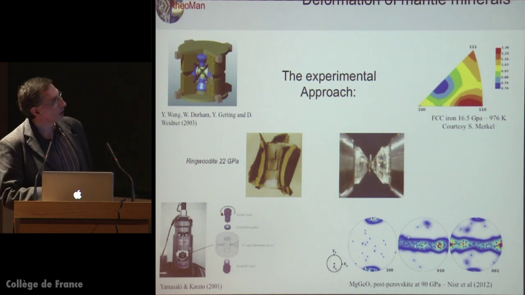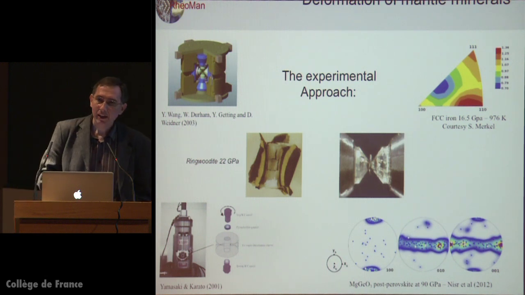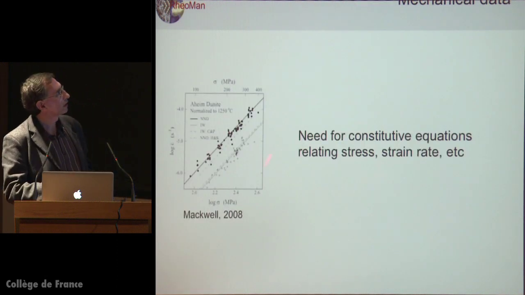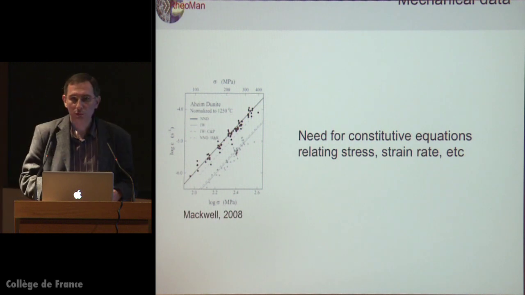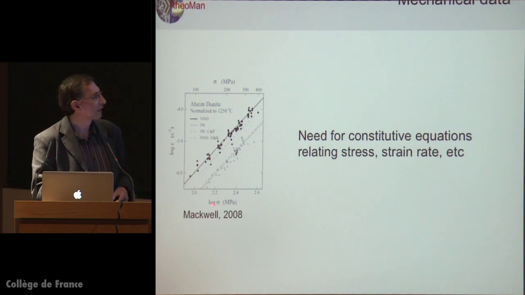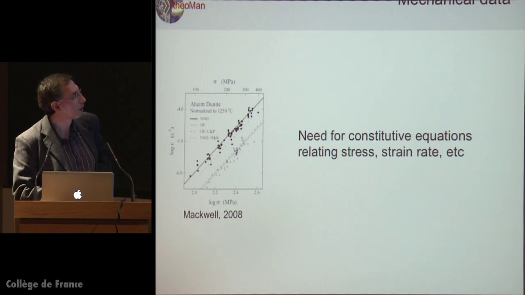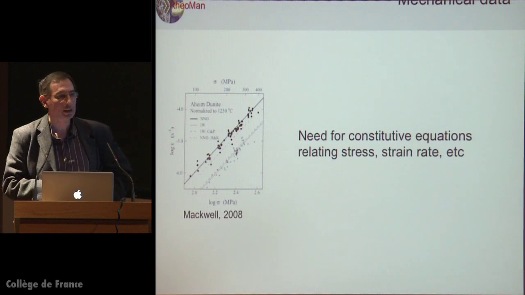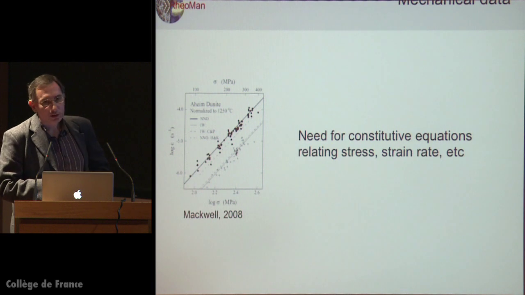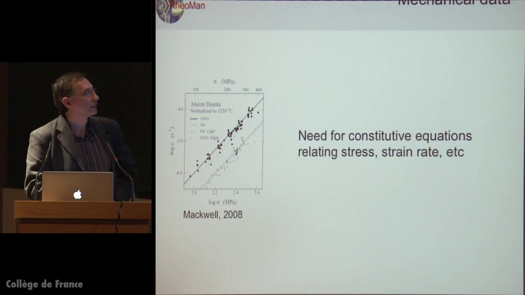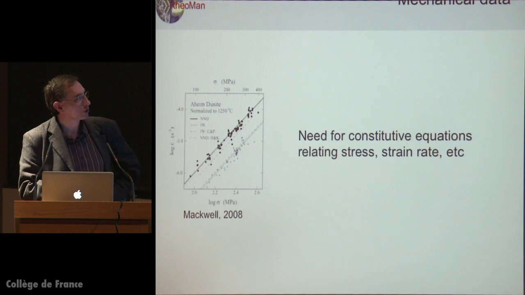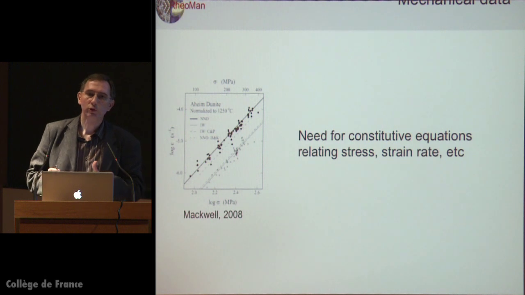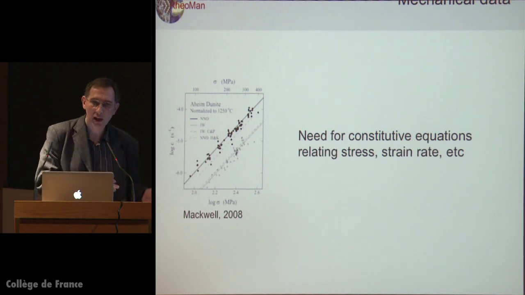So let's assume that we do have such experiments and that we get mechanical data, stress and strain rate, for instance, and people like to plot that in this form, the logarithm of the strain rate as a function of the logarithm of stress. And log-log plots are wonderful. Basically, you always end up with a straight line. And from this straight line, you try to build a rheological law, constitutive equations that will relate all the parameters. And you will need those constitutive equations to extrapolate this knowledge to mantle conditions.